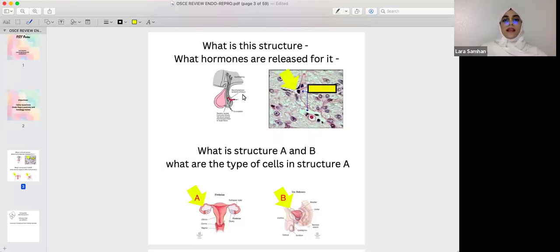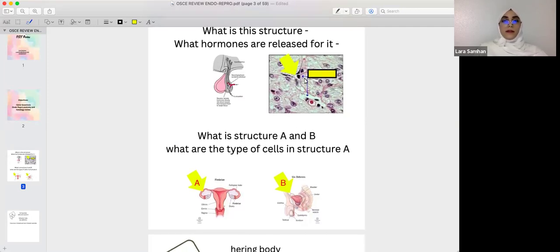Yes, exactly. So the first question says, what's this structure? As you kindly said, it is the Herring body, and the hormones released from it are ADH and oxytocin. This is very similar to an OSCE question that actually comes in the exam. It can look more pink, but generally this is how it looks. And if you aren't sure what this image is exactly, you can look at the gross image if one is provided, so you'll have an idea.